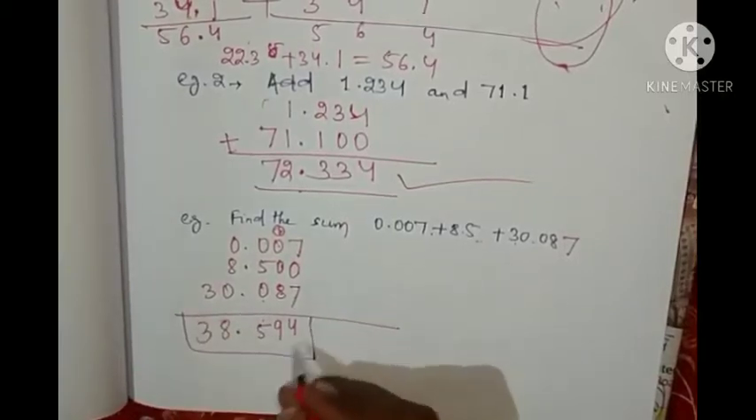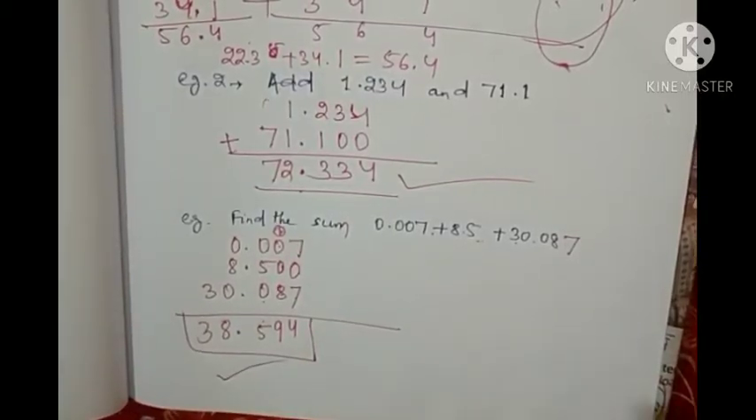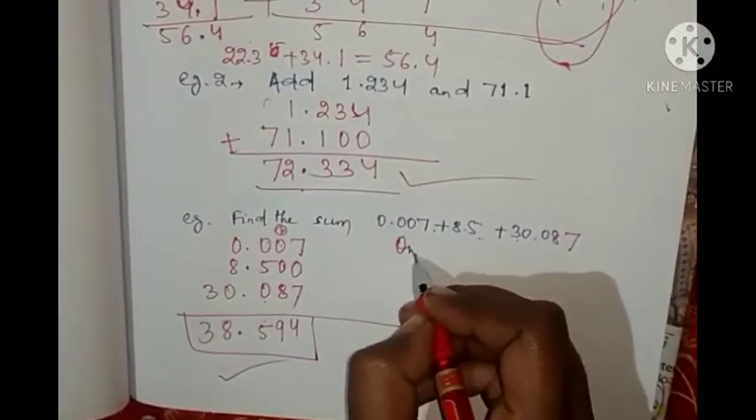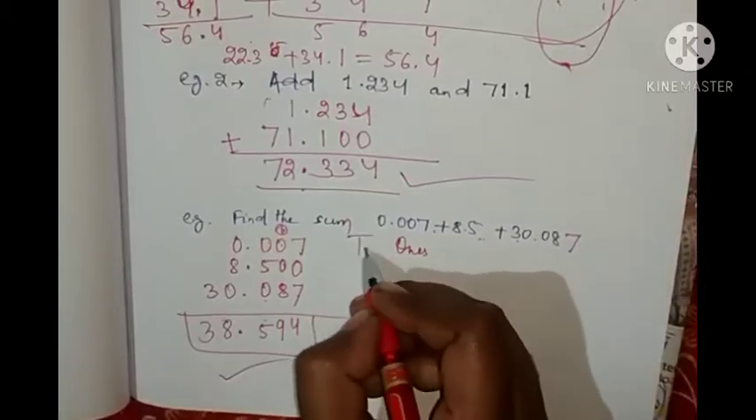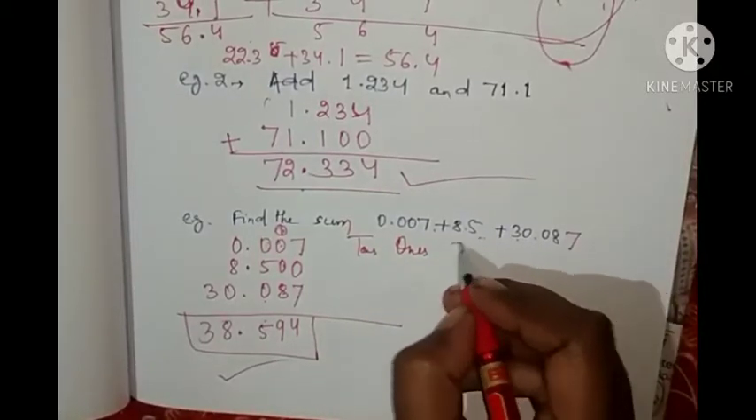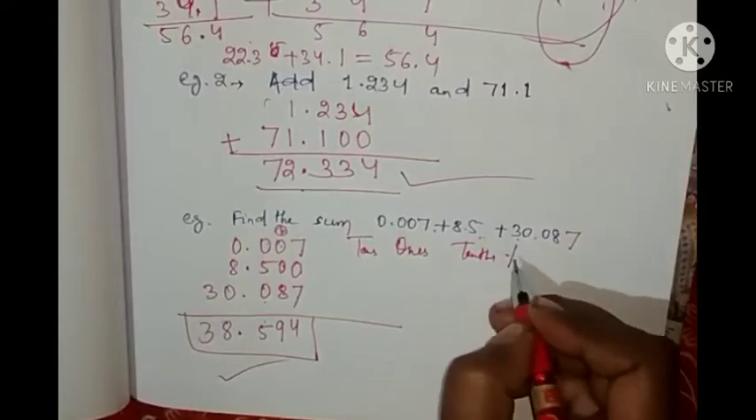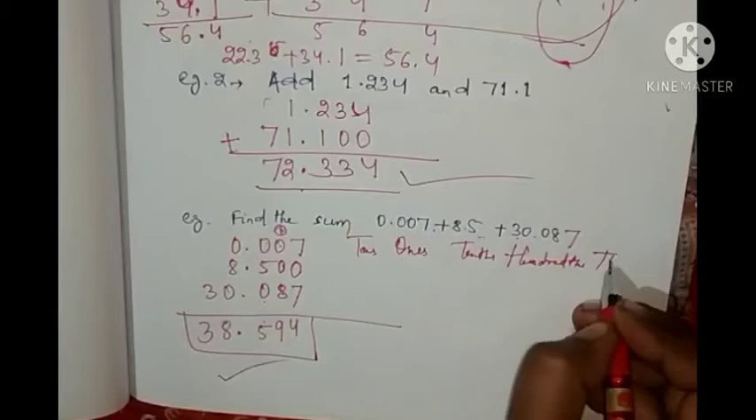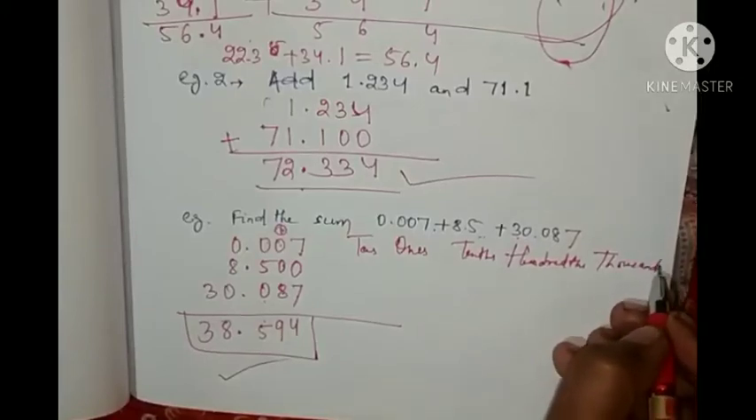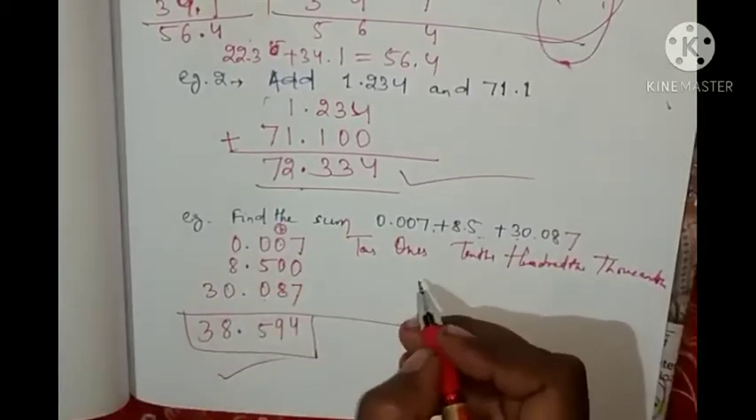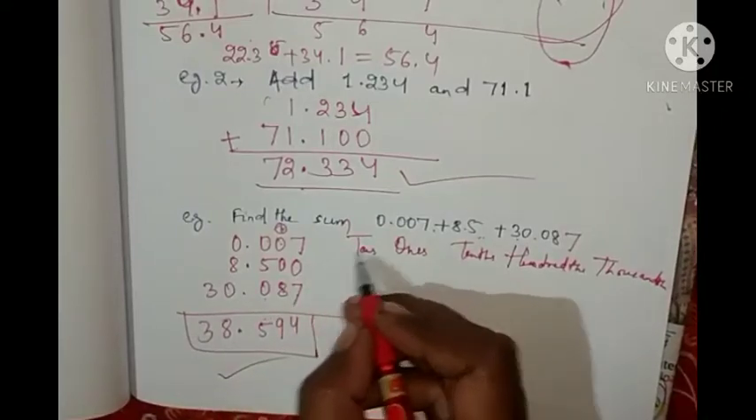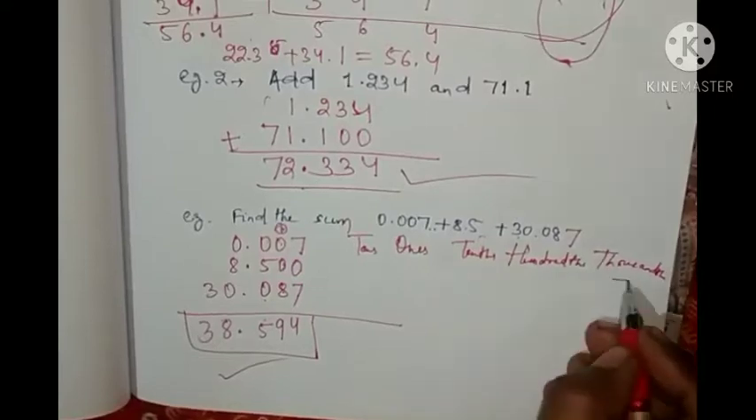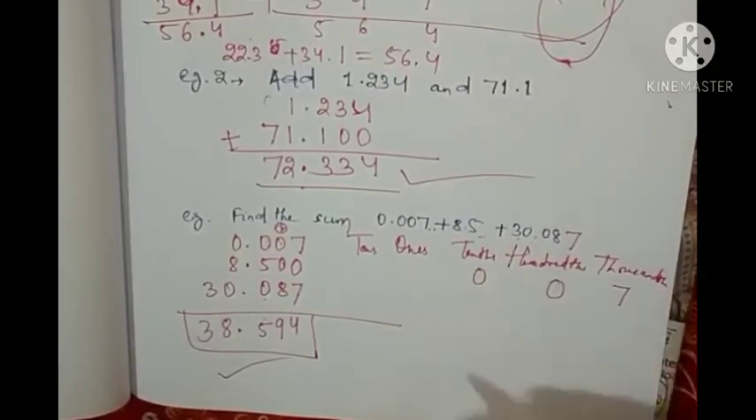So answer is what? 38.594. Or you can do what? The place value chart, like ones, tens, here tenths, hundredths and thousandths. You can put 0.007. 7 is where? Thousandth place. Here 0, 0.